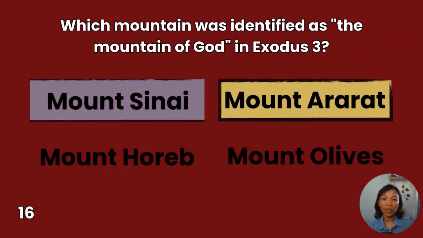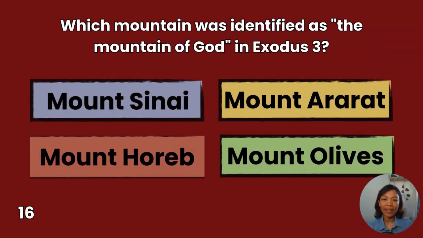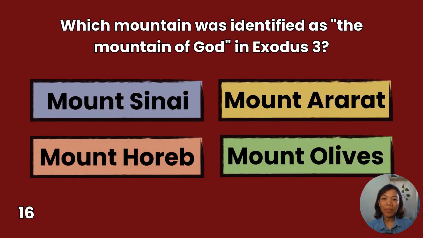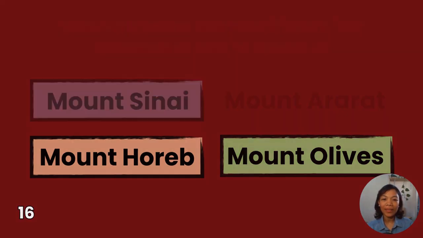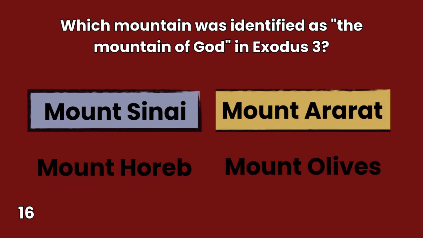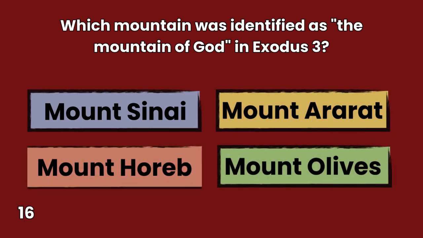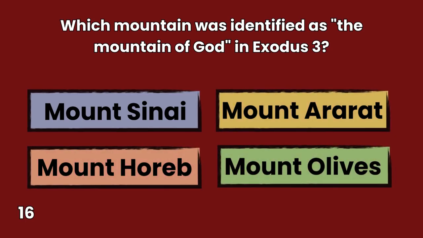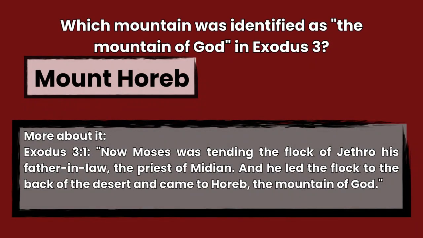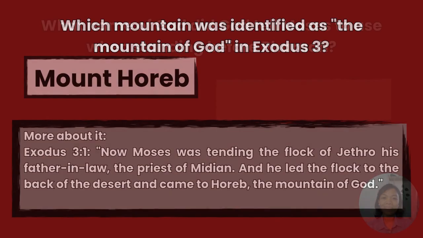16. Which mountain was identified as the mountain of God in Exodus 3? Mount Sinai, Mount Horeb, Mount Ararat, Mount Olives. You have 10 seconds to answer. The answer is Mount Horeb, Exodus 3:1. Now Moses was tending the flock of Jethro, his father-in-law, the priest of Midian, and he led the flock to the back of the desert and came to Horeb, the mountain of God.